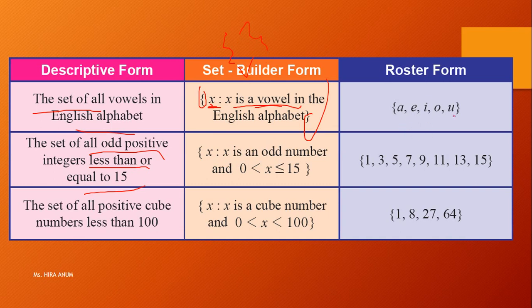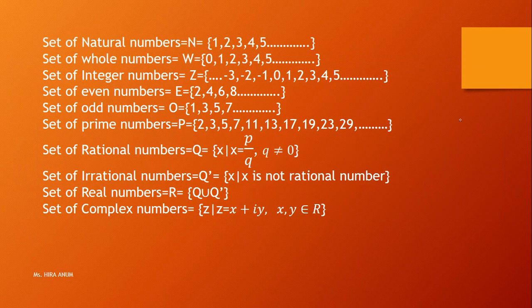Roster form is this. You can see we can put those values directly. In this we only write the values. Set of natural numbers is 1, 2, 3, 4, 5 and so on. You can put a starting curly bracket and a closing curly bracket.